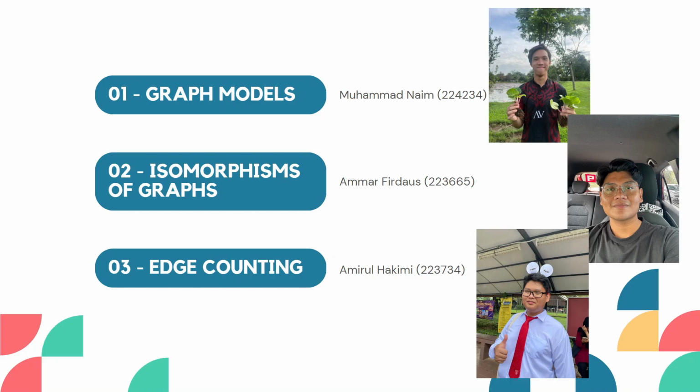The first one is Muhammad Naim, matrix number 224234. He will present about graph models. Next is myself, Ammar Firdaus 223665, and I will present about isomorphisms of graphs. The third one is AMIRUL HAKIMI 223734. He will present about edge counting.